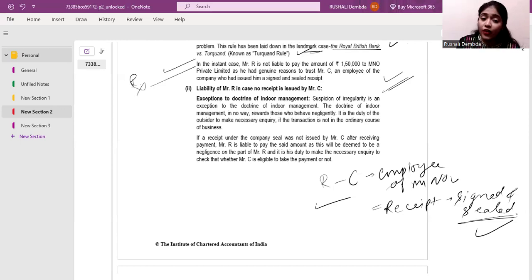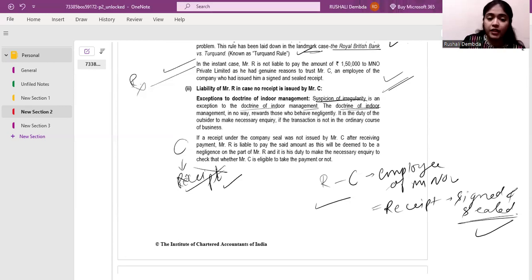Then the liability of R in case no receipt is issued by Mr. C. If the receipt was not given by Mr. C, what could have been done? There are some exceptions to the doctrine of indoor management. Though we don't know the internal affairs, it is important that we cannot be negligent. We have to do our duties. We need to make necessary inquiries. See what they have given. Suspicion of irregularity is an exception to the doctrine of indoor management.